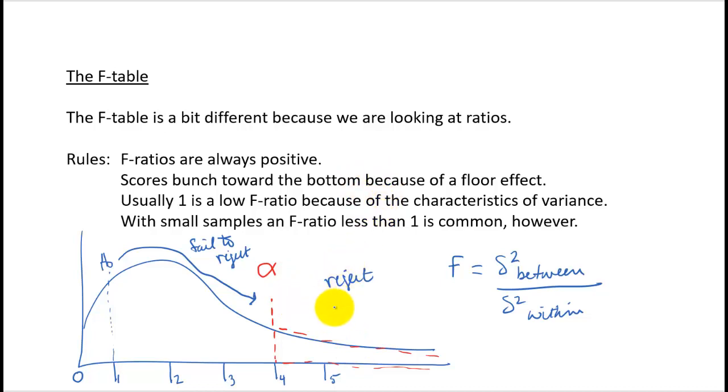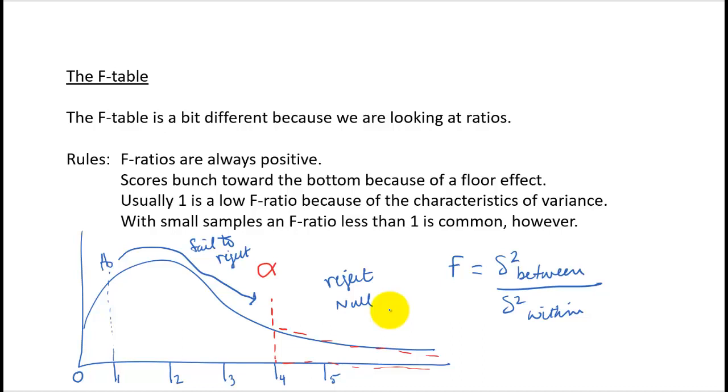So we reject the null hypothesis when our sample score is above this, meaning that the amount of variance between the groups, that is how spread out the means are, is a lot greater than the amount of spread within each group. If that's the case, then we have a big number on top, little number on the bottom, and that gives us a significant difference in our ratio. Okay? So the F table is what we use.